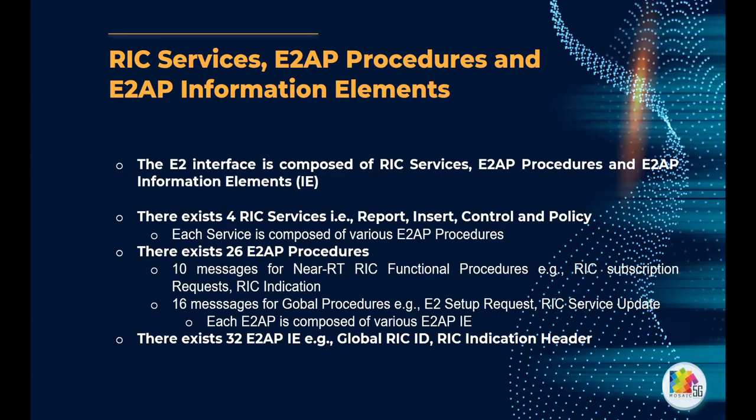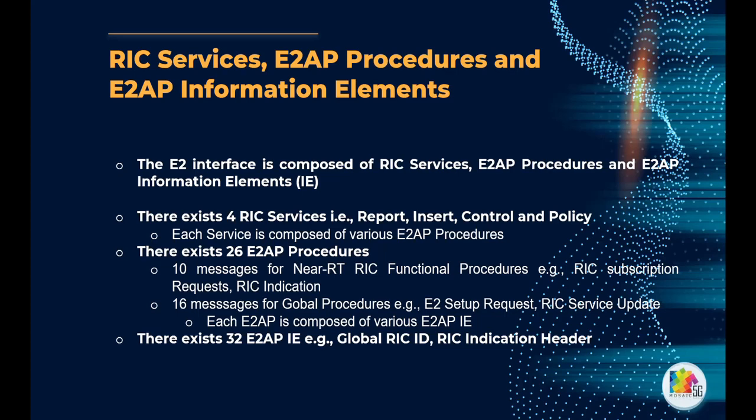Okay. If we go a bit into detail, the E2 interface, the one that is vendor neutral, is composed of the RIC services, E2AP procedures, and E2AP information elements. So these are the three things we have inside the E2 interface. There are four RIC services, as I said, and you're going to actually see them. We have report, insert, control, and policy that we discussed before.